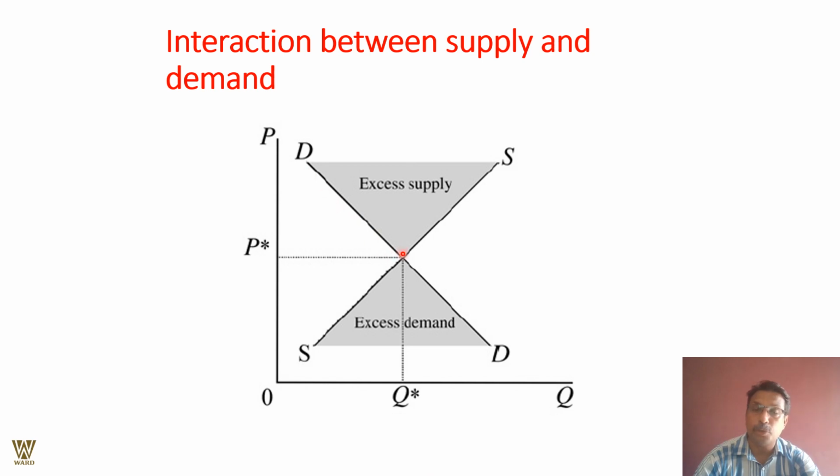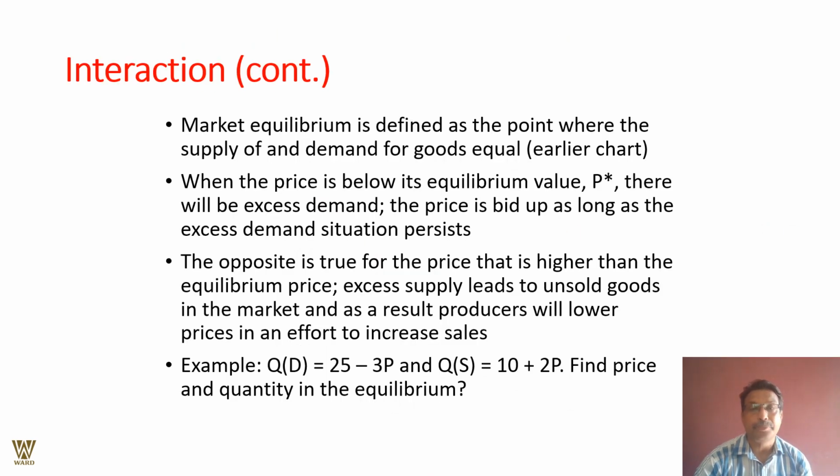So what is the point that we need to hammer down? Market equilibrium is defined as a point where the supply and demand of goods are equal. When the price is below its equilibrium point, there will be an excess demand, and the price is bid up as long as the excess demand situation persists. The opposite is true for a price that is higher than the equilibrium point. Excess supply leads to unsold goods and excess inventory in the market, and as a result, producers will lower prices in an effort to increase sales or to get rid of their inventories.